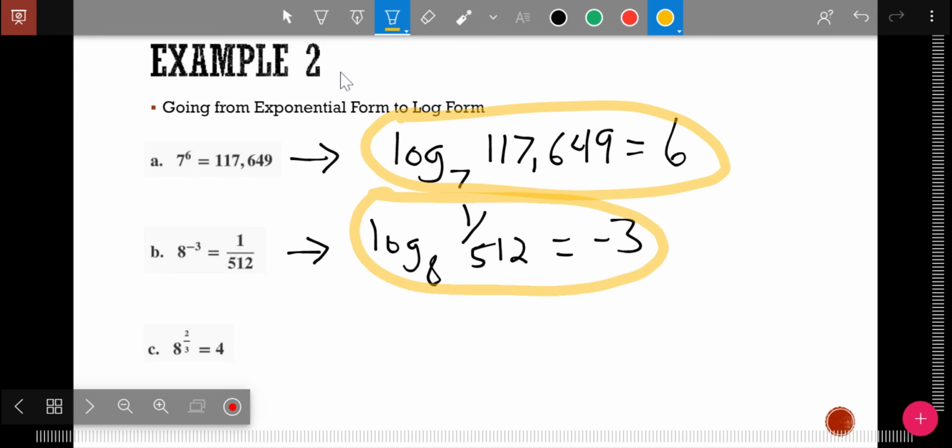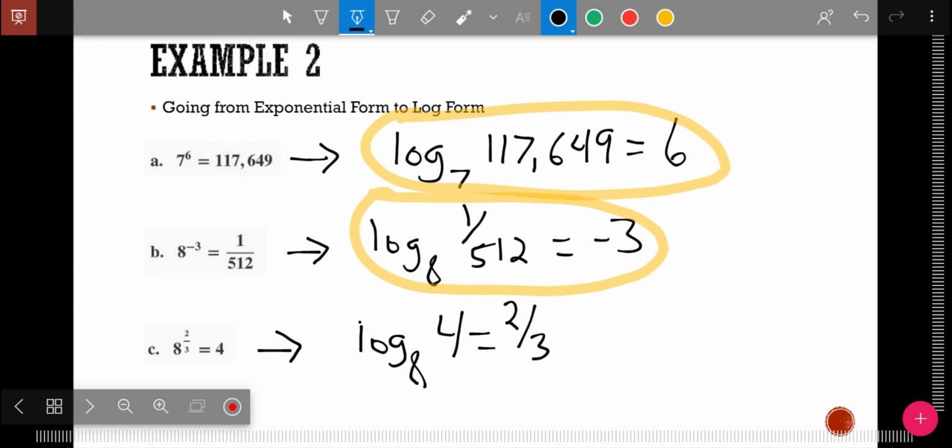So the question is, can you do it? So pause the video now, please. Give C a try, and then compare it to what answer I show. All right, hopefully you paused the video. Hopefully you were able to give it a good try and you have a guess. Let's see now. This is log base 8 of 4 is 2/3. So hopefully you were able to find success.